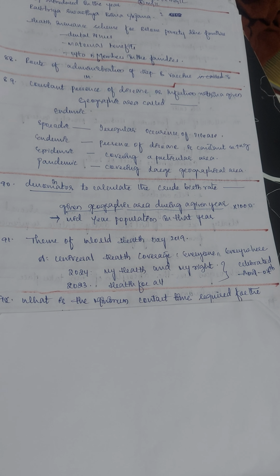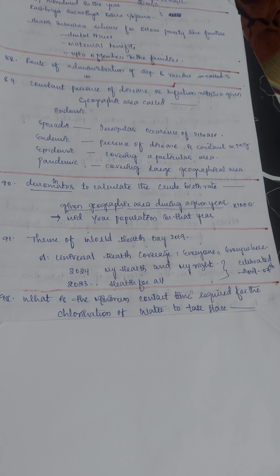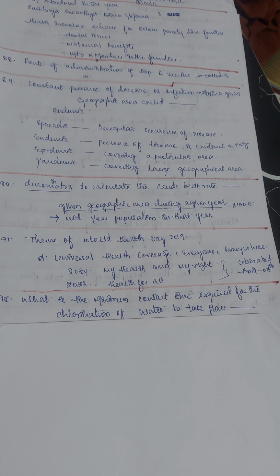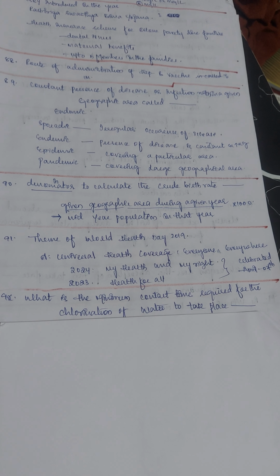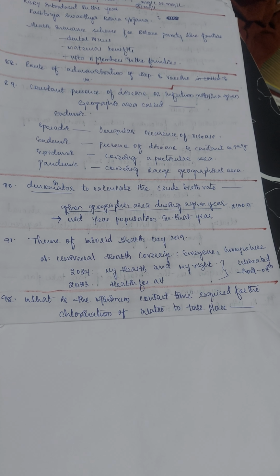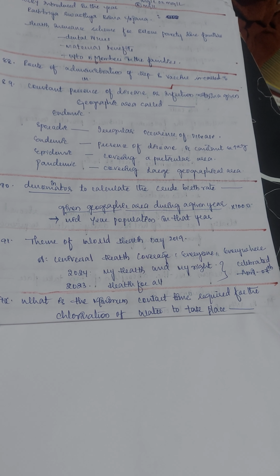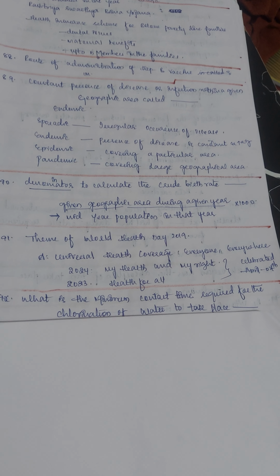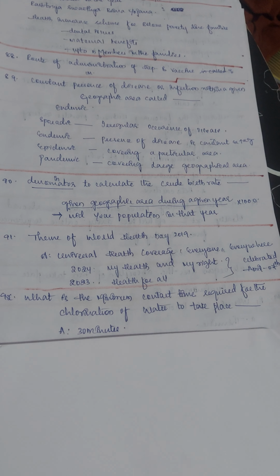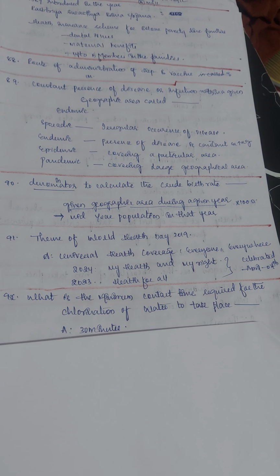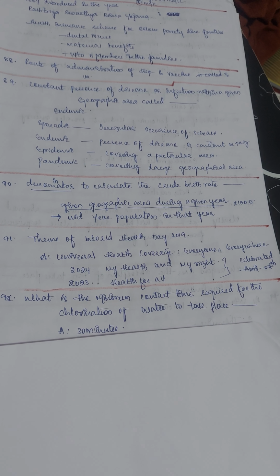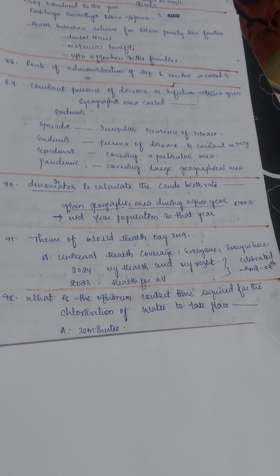Okay, then next: what is the minimum contact time required for chlorination of water to take place? 30 minutes, 20 minutes, 10 minutes or 5 minutes? And the answer is 30 minutes. 30 minutes is the minimum time required for chlorination of water.